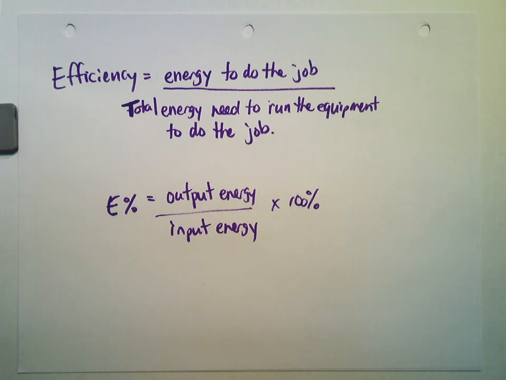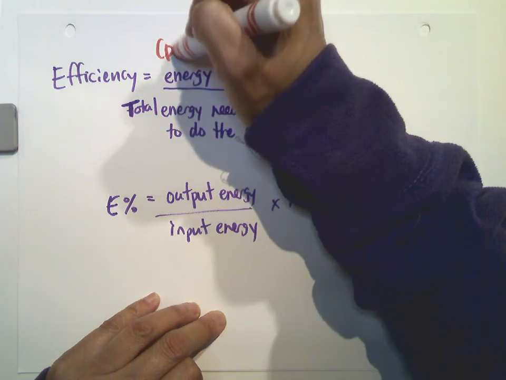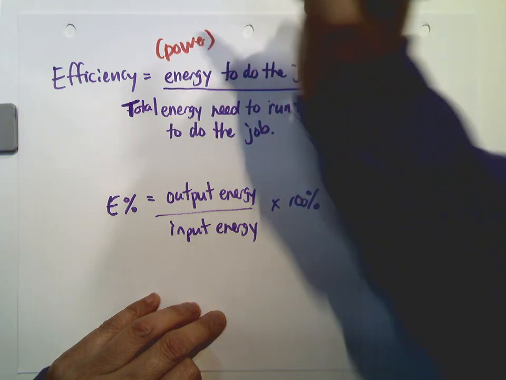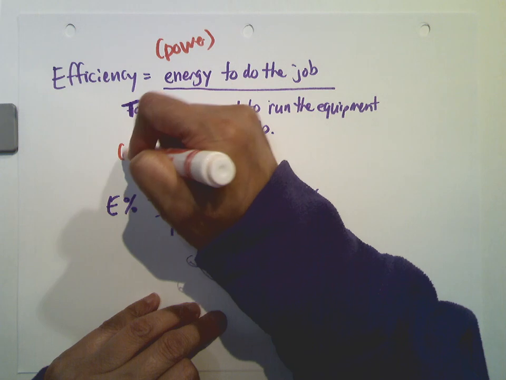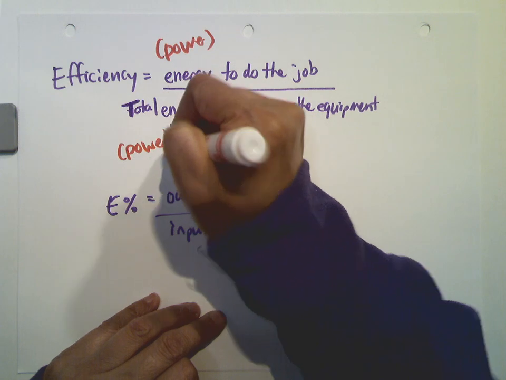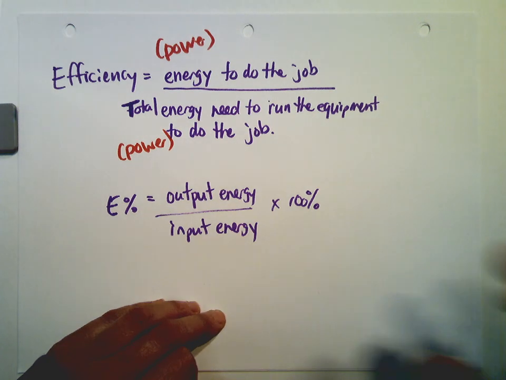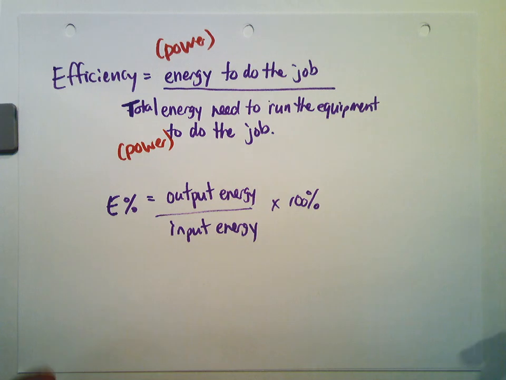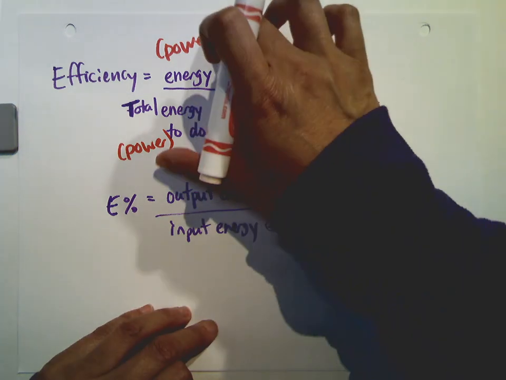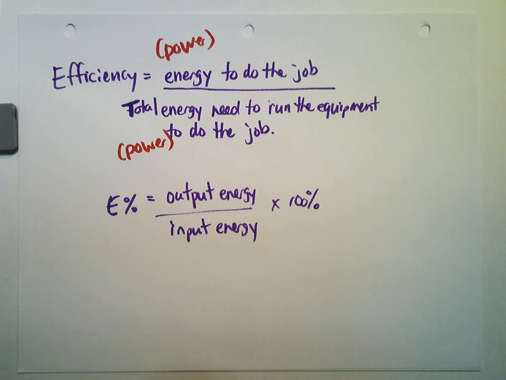Like I said before, you can also use power for this. So instead, you can have the power to do the job over the total power to do the job. But remember, you cannot mix and match, all right? So you either use power for both or energy for both.